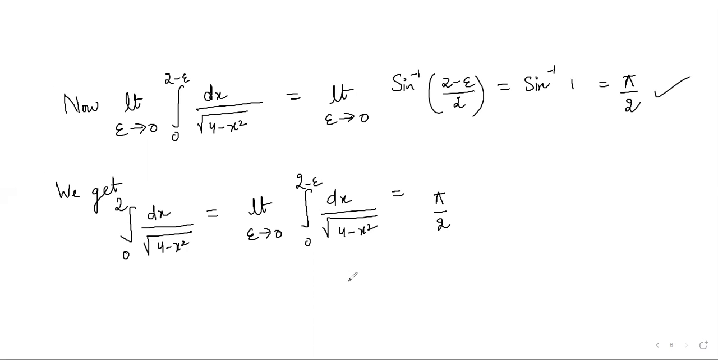Here write one line that the given improper integral is convergent, because the limit exists and is finite. And after that, we are writing here that this integral is equal to pi by 2. Let us consider one more problem.